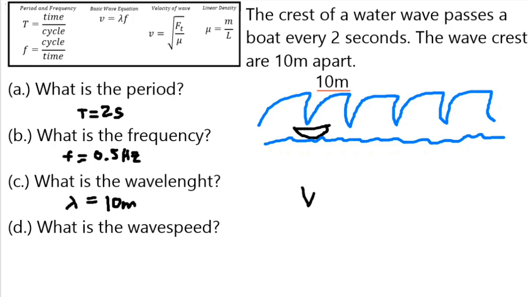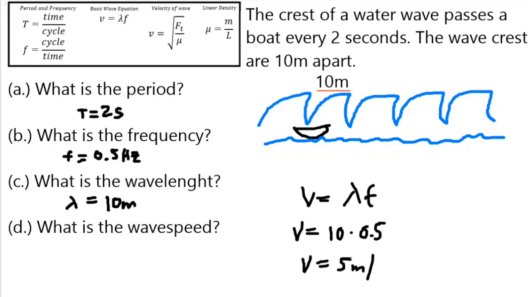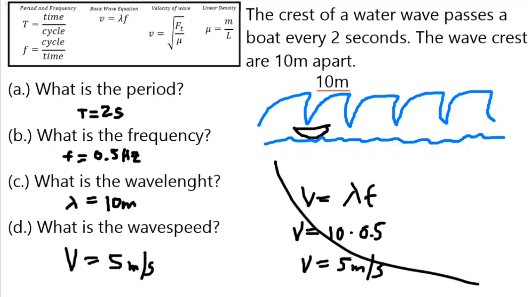To calculate the wave speed, what we need to do is use the basic wave equation. So velocity is going to become 10 meters times the frequency, which is 0.5. This is going to be 5 meters per second. So it is pretty much slow. These waves are slow because it is a water wave. If it is a tsunami, then it's going to become high.